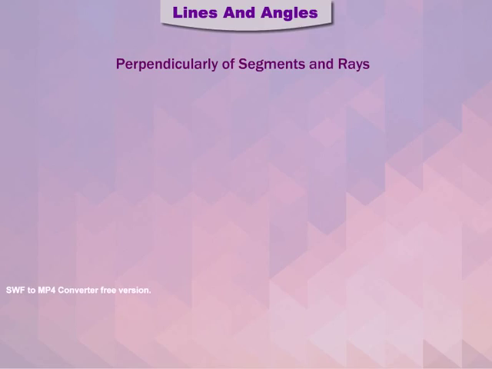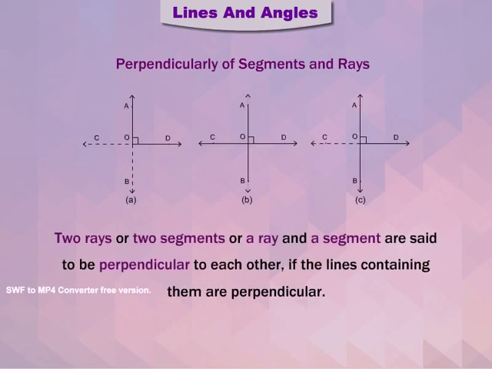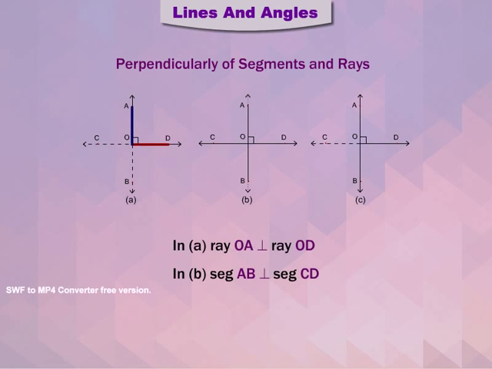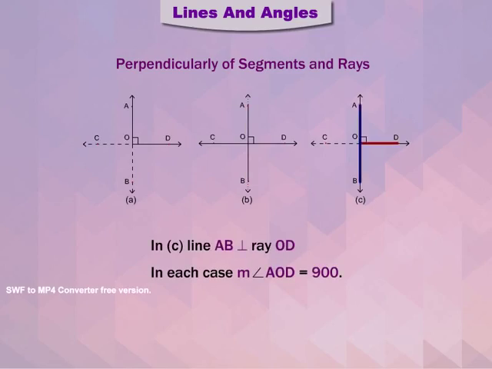Perpendicularity of segments and rays. Two rays or two segments or a ray and a segment are said to be perpendicular to each other if the lines containing them are perpendicular. In A, ray OA is perpendicular to ray OD. In B, segment AB is perpendicular to segment CD. In C, line AB is perpendicular to ray OD. In each case, measure of angle AOD is equal to 90 degrees.